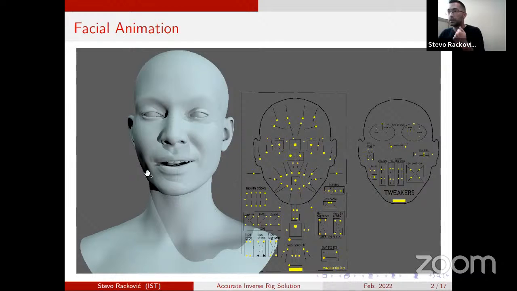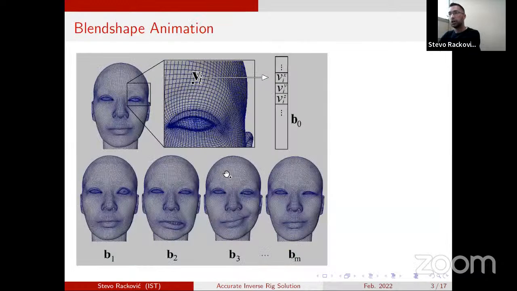So usually in the case of facial animation, we have a mesh, which is what we see. This is a 3D representation of the face, and then we also have controllers. For realistic faces, there are hundreds of these controllers that are usually set by hand, and this is a lot of work for animators. So the idea is to try to find some automated way of doing this. And especially in facial animation, the controllers are modeled as blend shapes.